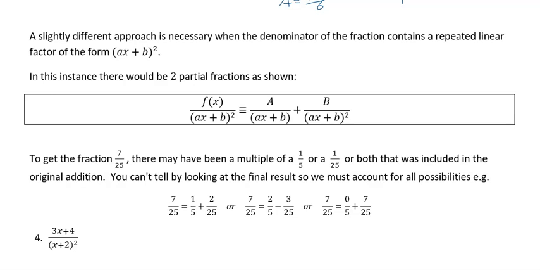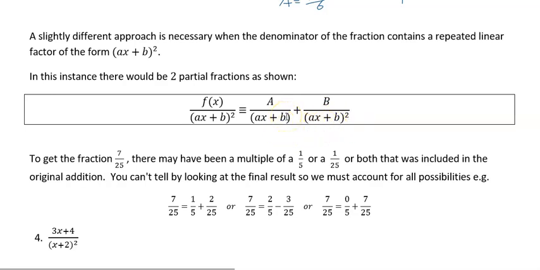Now we're going to look at a slightly different problem, and this is whenever you have a repeated linear factor on the bottom line. So here in this algebraic example, we have a function of x. On the bottom line, you have got ax plus b all squared. Now you have to say this is identically equal to a over x plus b over x plus b squared.